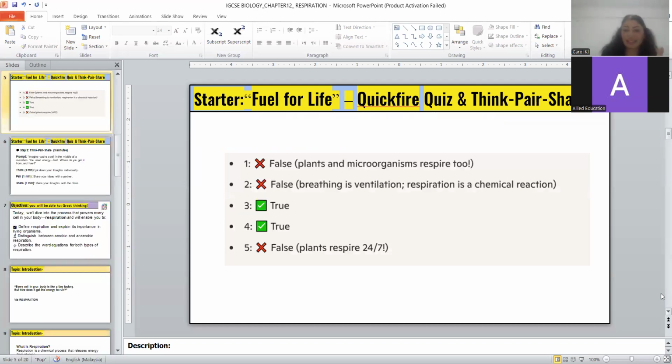Okay, that is the answer. If you have given the wrong answer, it doesn't matter, because we're going to learn today what respiration actually is, how it is different from breathing, and how we get energy for all life activities. And let's move forward.